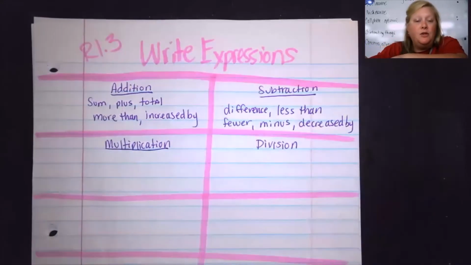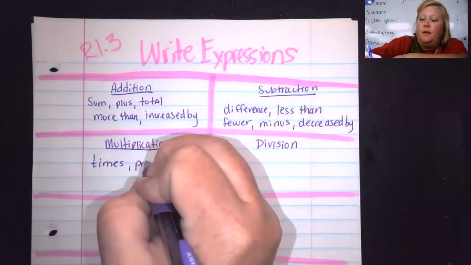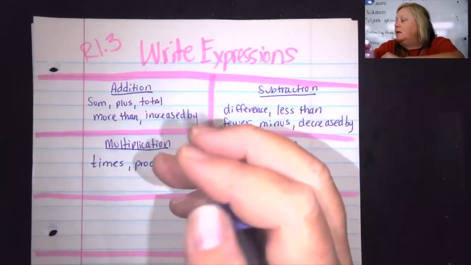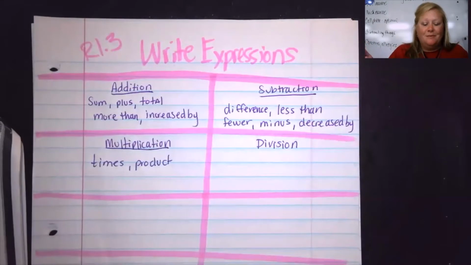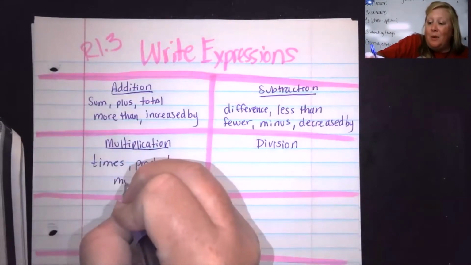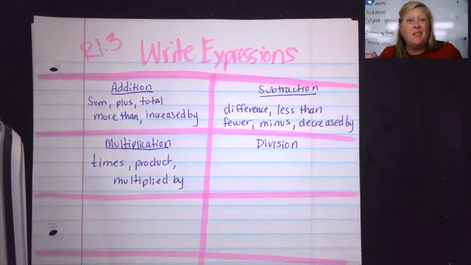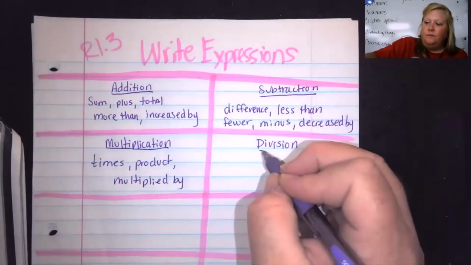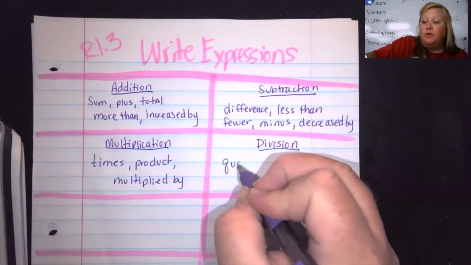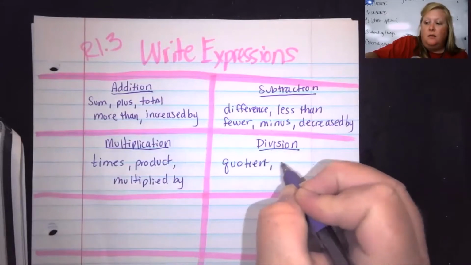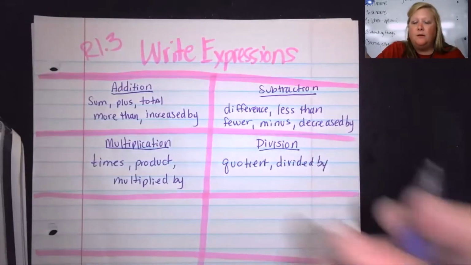Do you know multiplication? Times, product, multiplied. They'll come right out and tell you multiplied by. That one's pretty easy. And division would be quotient, divided by, or divided into.